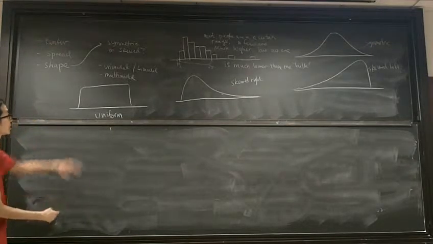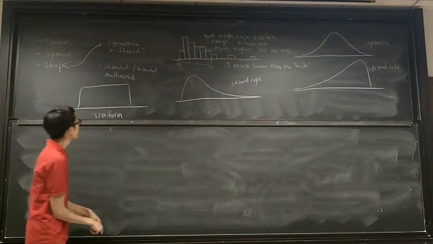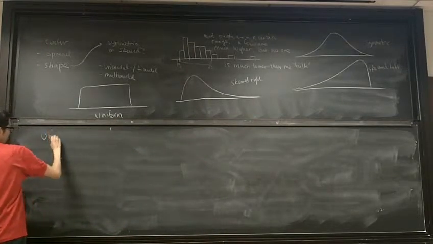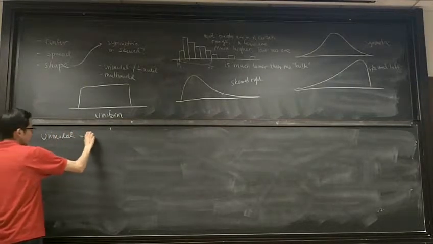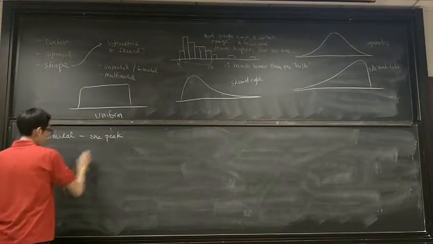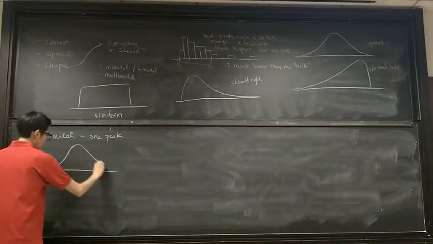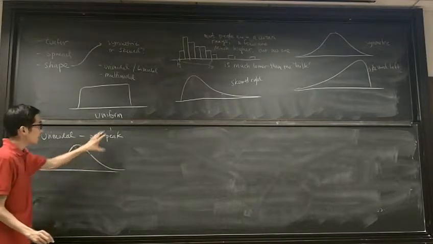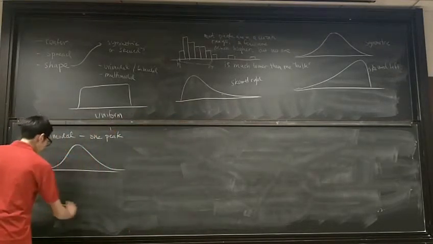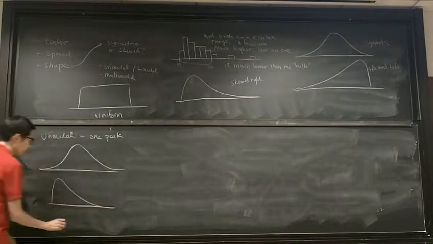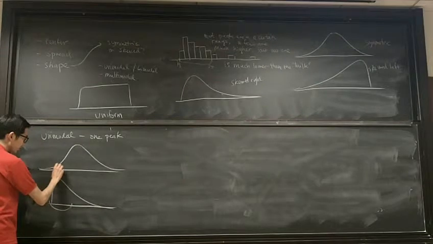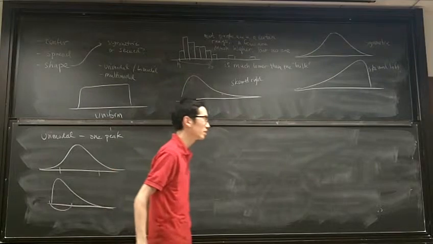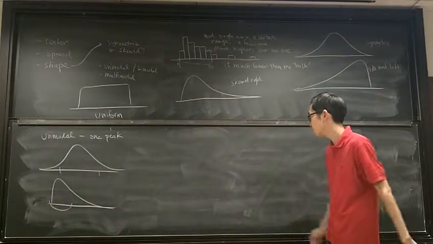So that is one aspect of the shape, symmetric or skewed. The other aspect is unimodal, bimodal, or multimodal. Unimodal means one peak. So actually all of these are unimodal. There's basically one range or one zone where most people exist, and that's it. So that's unimodal.